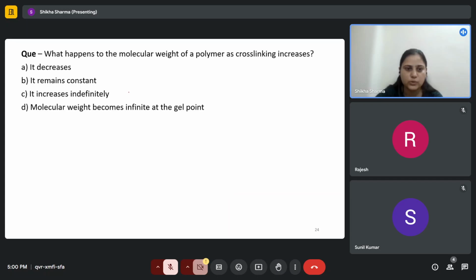What happens to the molecular weight of a polymer as cross-linking increases? It decreases, it remains constant, it increases indefinitely, or the molecular weight becomes infinite at the gel point. So it is asking what happens to the molecular weight of a polymer when the cross-linking increases, how the cross-linking affects the molecular weight of the polymer.